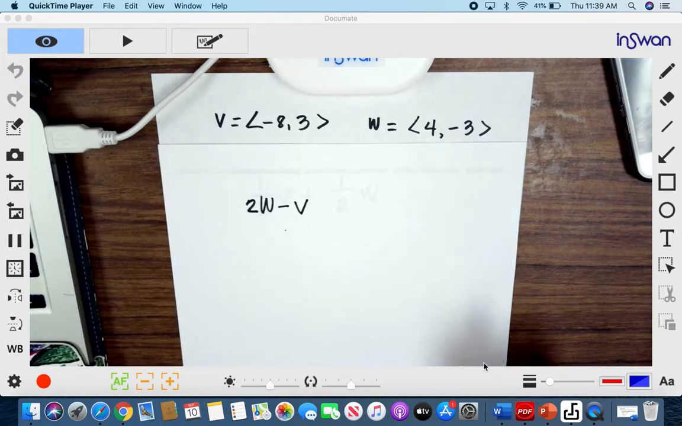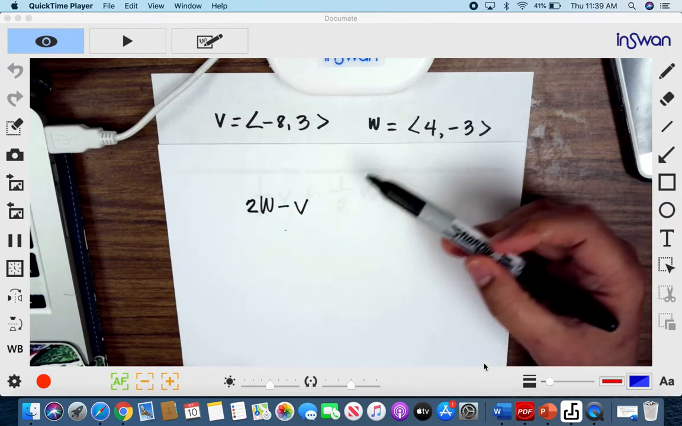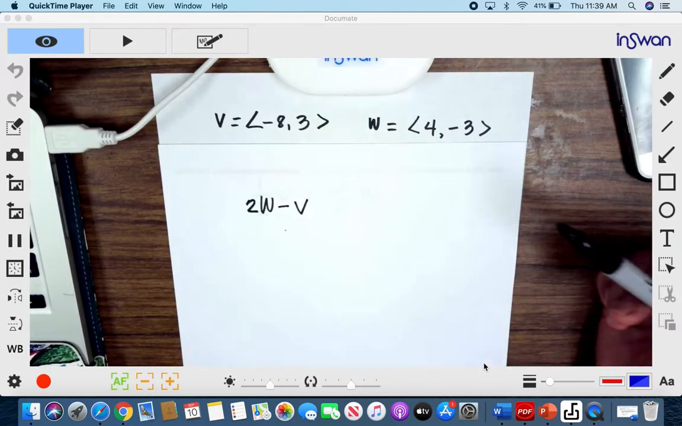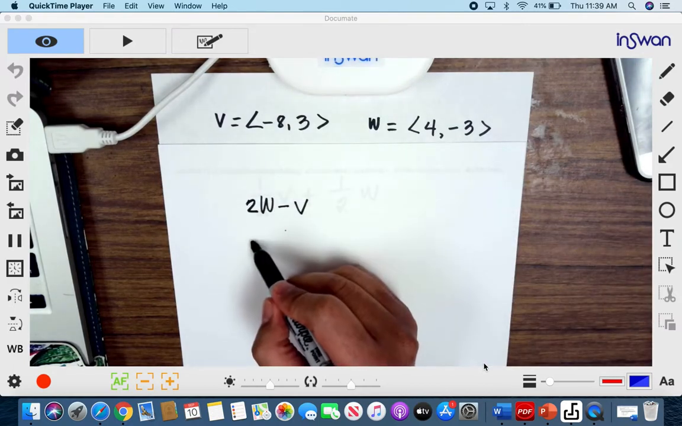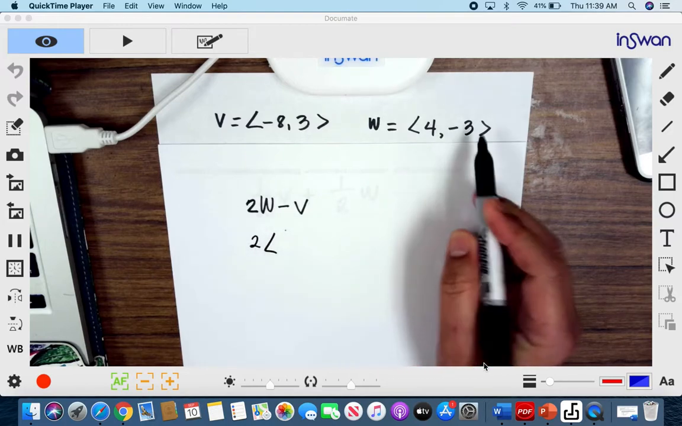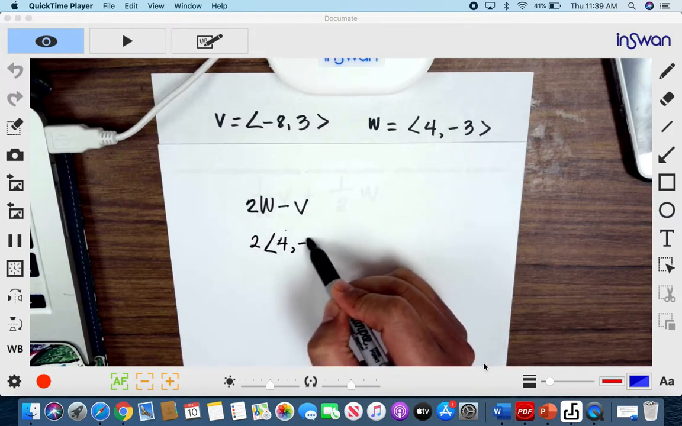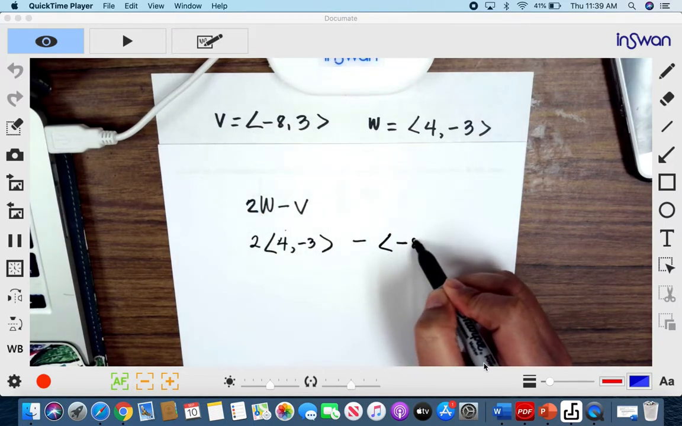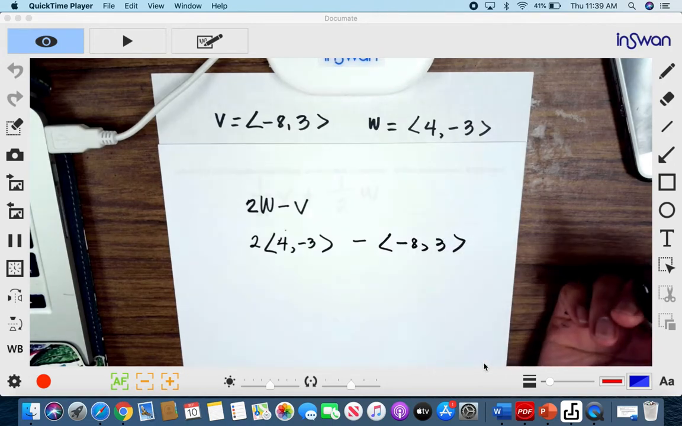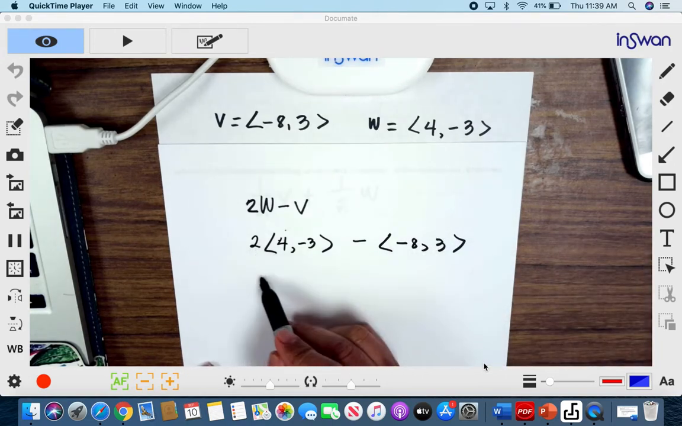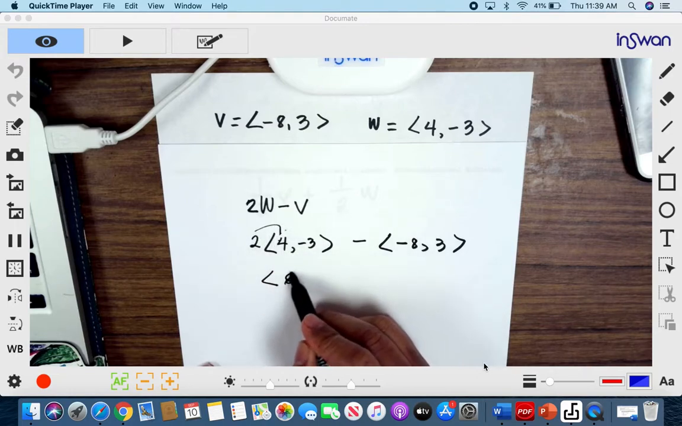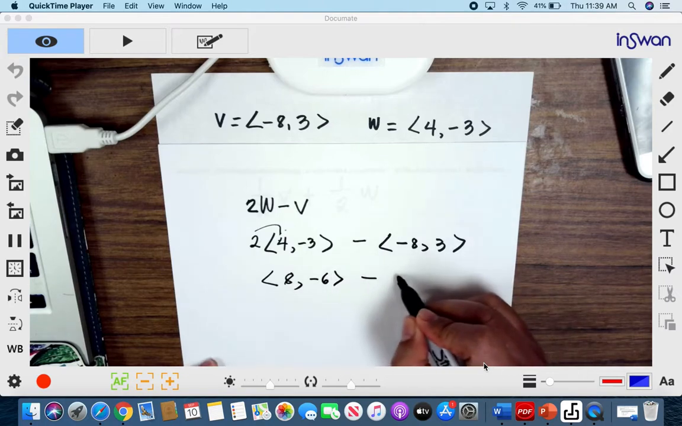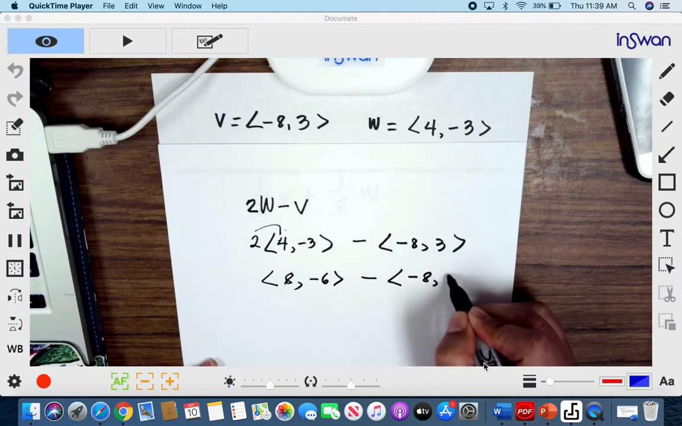Now we go to the next one. This is 2w minus v. So be careful of the direction of your operation. So you multiply this first by 2 and then subtract v. So this now becomes 2 multiplied by (4, -3), minus v, which is (-8, 3). So distribute first the 2. That's 2 times 4 is 8, and 2 times -3 is -6. Minus (-8, 3).